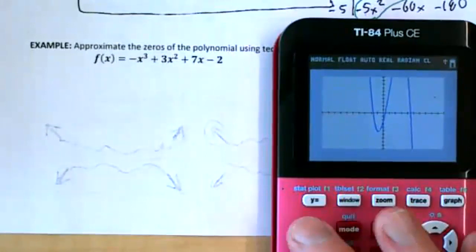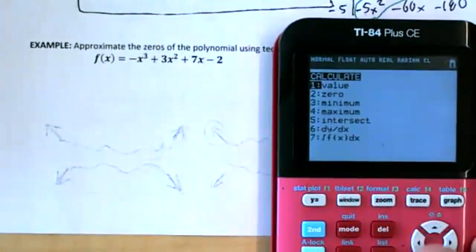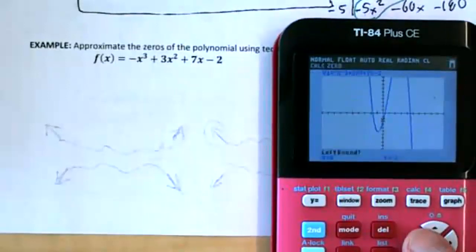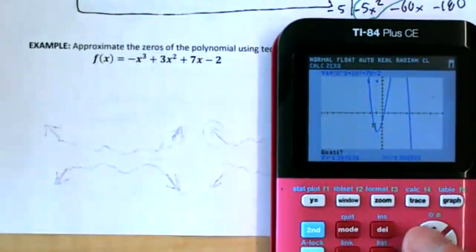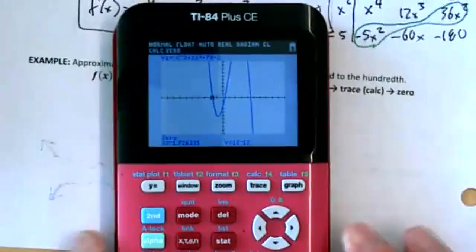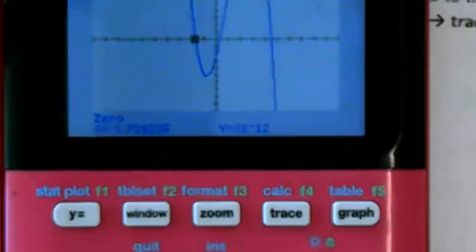So second calc, that's the trace button, and we're going to do zero. And this is going to ask you the same three questions as when you're finding your max or your min: a left bound, right bound, and guess. So use your cursor, move it a little bit to the left of that leftmost intercept, move it a little bit to the right of it, and then move it kind of close to it and hit enter. It'll think for a second. Let me zoom in so you can see the exact answer I'm getting and see if you're matching up.